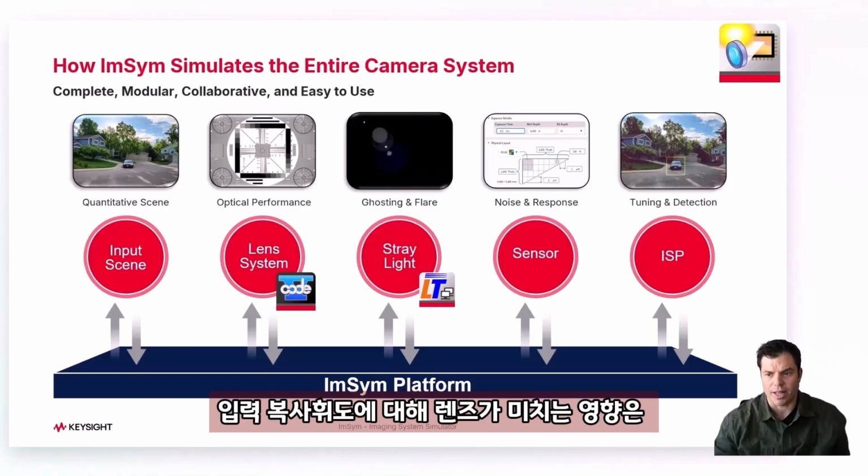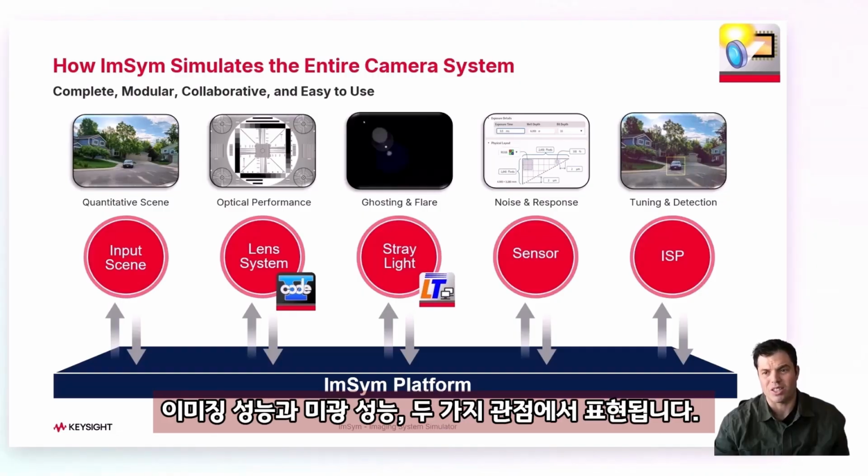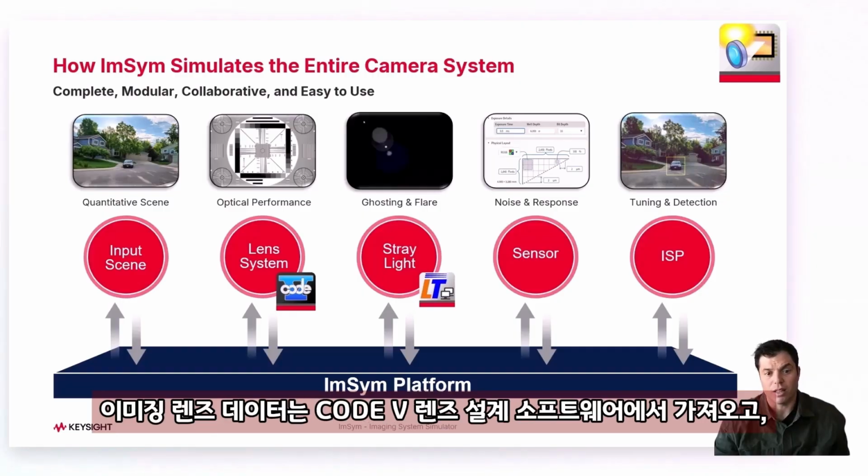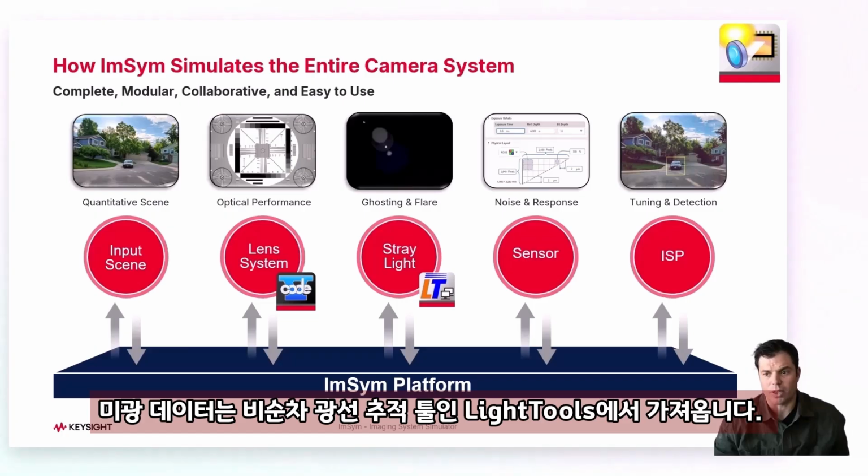The action of the lens on the input radiance field is represented from both an imaging performance and stray light performance perspective. Lens data for imaging is imported from Code 5 lens design software, and stray light data is imported from Light Tools, our non-sequential ray tracing tool.